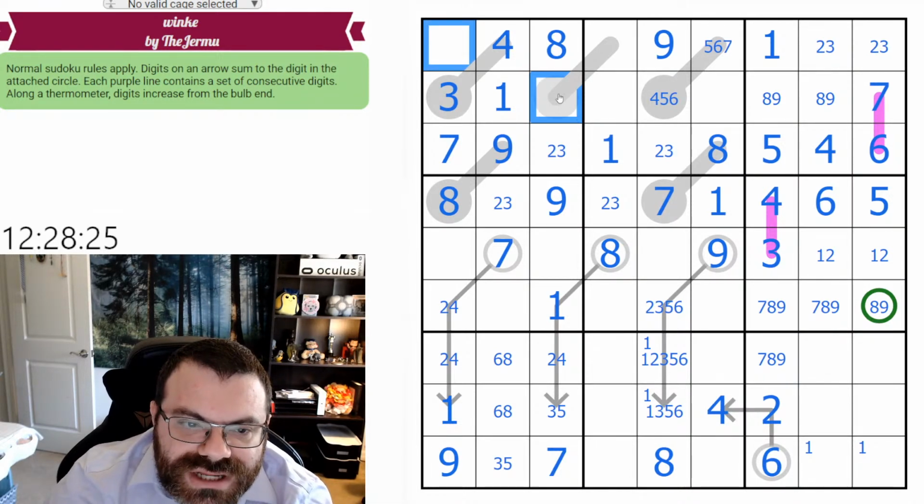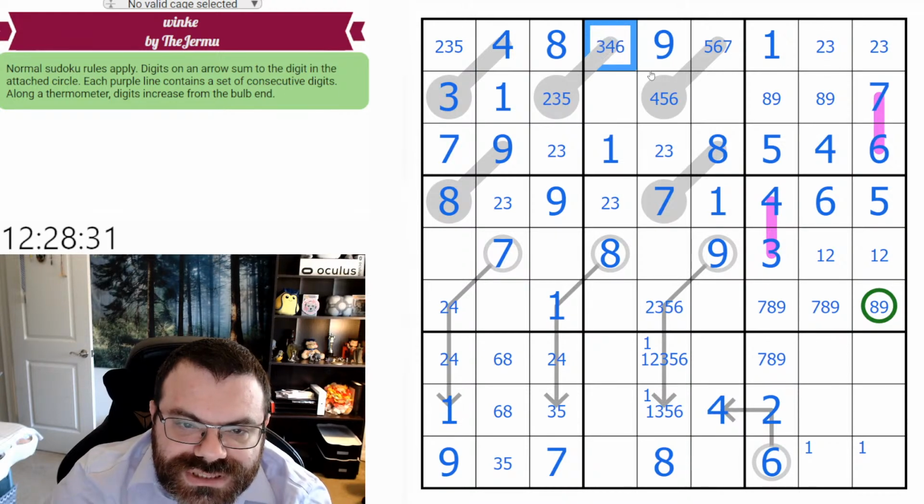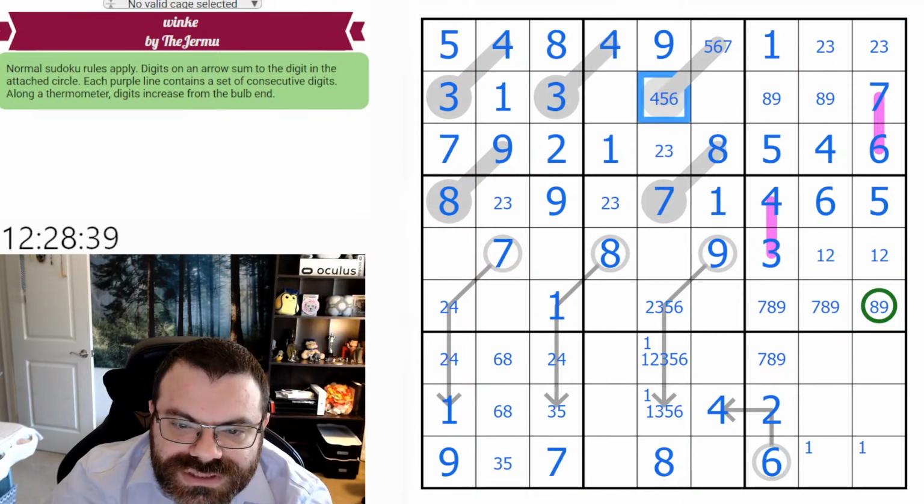There's a triple left in this box, so we need 2, 3, and 5. So this would be 3, 4, or 6. This can't be 3, so that can't be 2. Ah, the 2, 3 looks over. That's a 5. That's a 3. That's a 2. That's a 4. This can't be 4, 5 now.